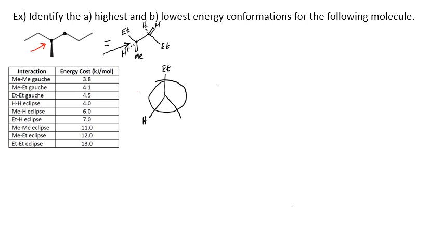I'm drawing it as indicated by our perspective arrow, drawing exactly what I see here. All right, so what we're going to do now is keep the back carbon the same. We're only going to rotate the front, so I'm keeping the back exactly as is. I'm going to rotate the front 120 degrees.